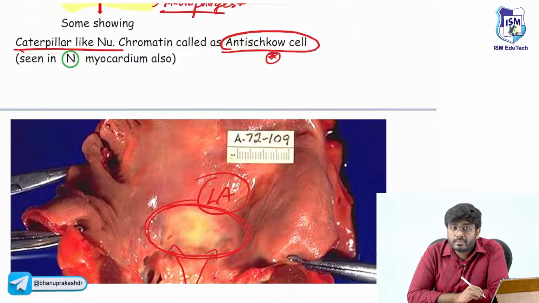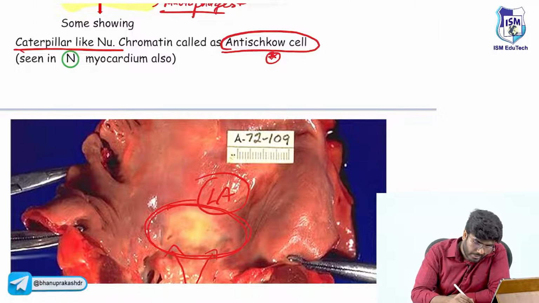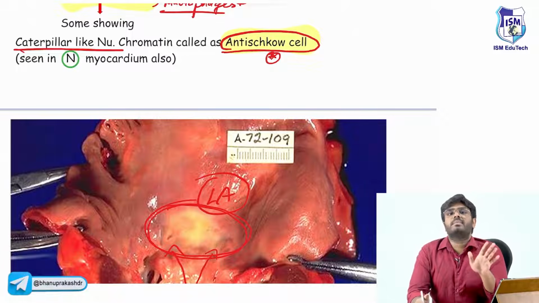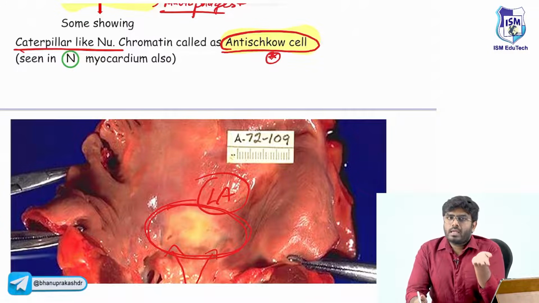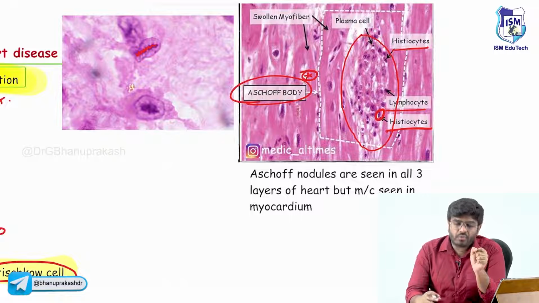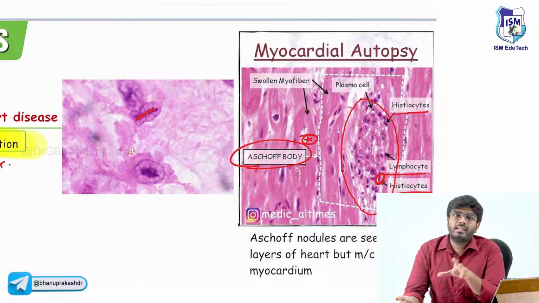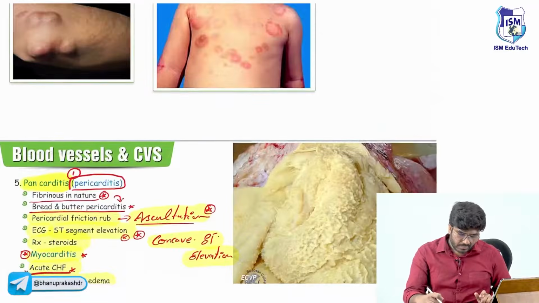So Anitschkow cells are seen in rheumatic heart disease. They are seen in rheumatic heart disease, but they are even seen in normal myocardium also. But most of the time in your exam they will ask: Anitschkow cells are seen in which disease? Rheumatic heart disease. What are these Anitschkow cells? They have a ribbon-shaped nucleus in the macrophages. These cells are seen in Aschoff bodies. Aschoff bodies are examples of fibrinoid necrosis. They are pathognomonic of rheumatic heart disease. Okay, so done.